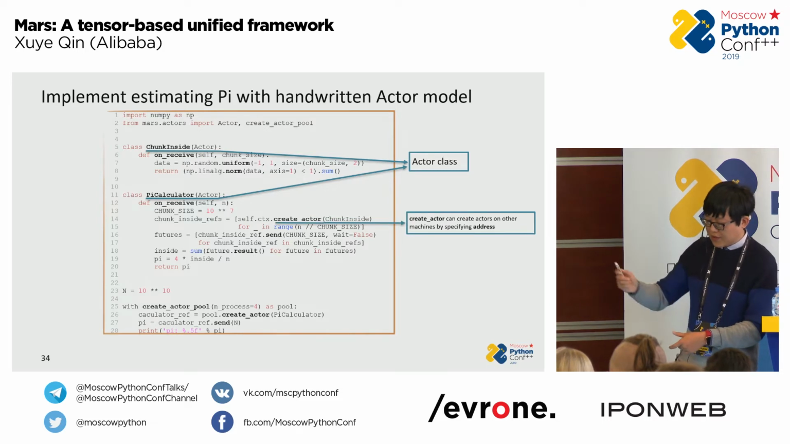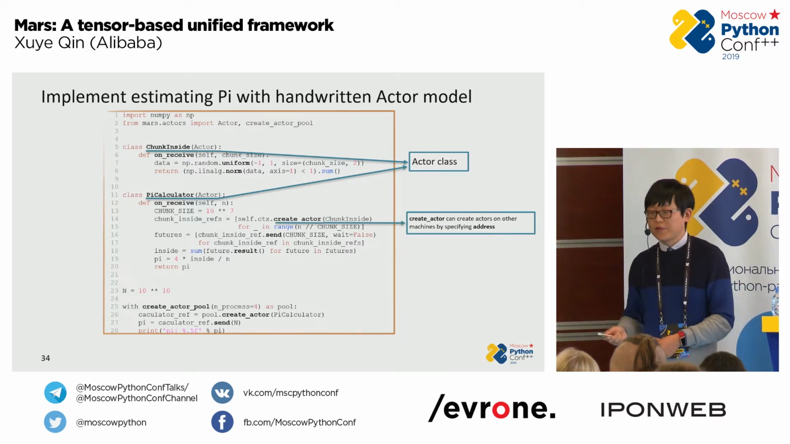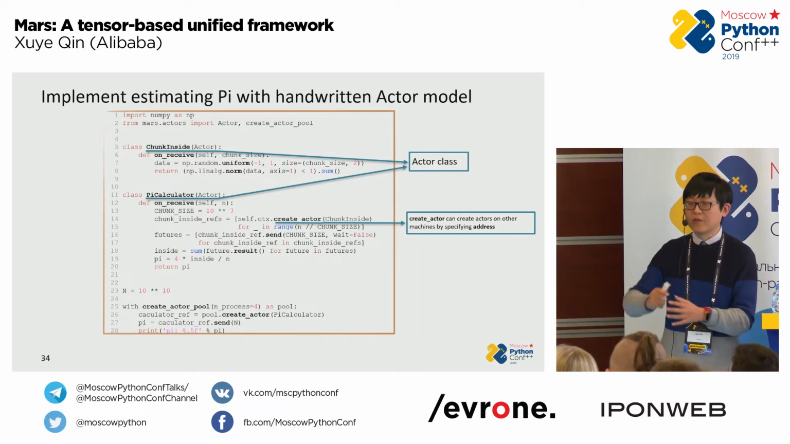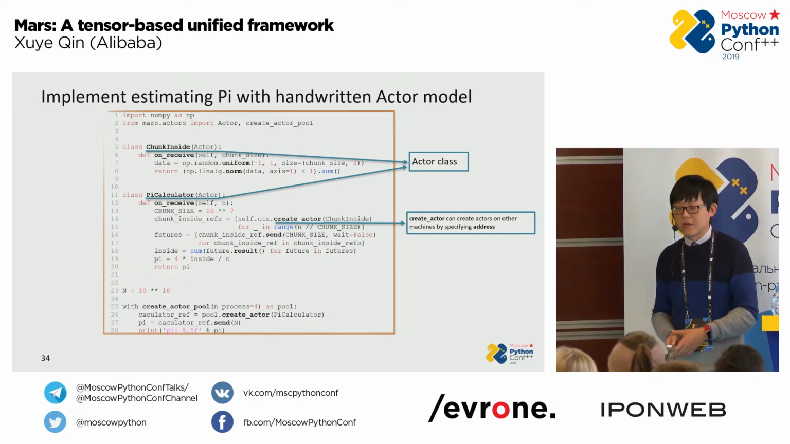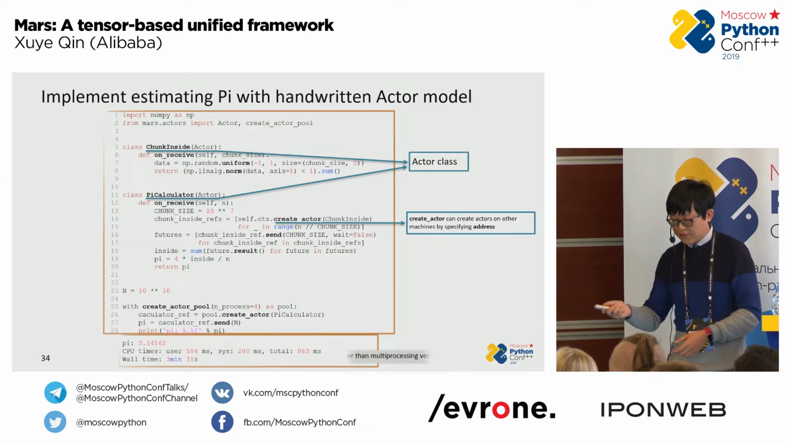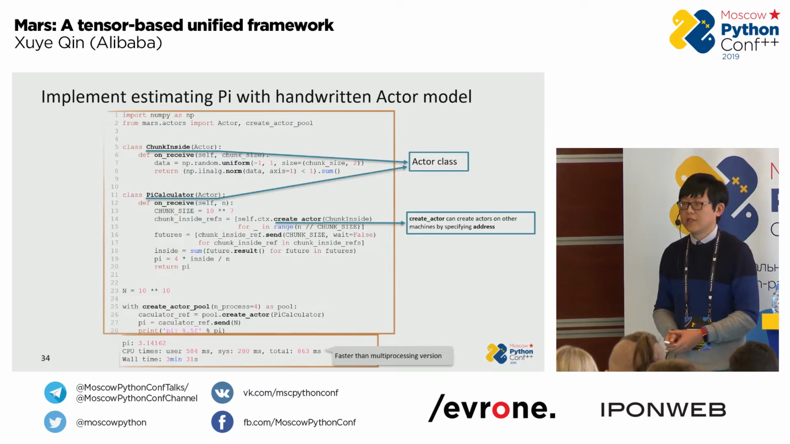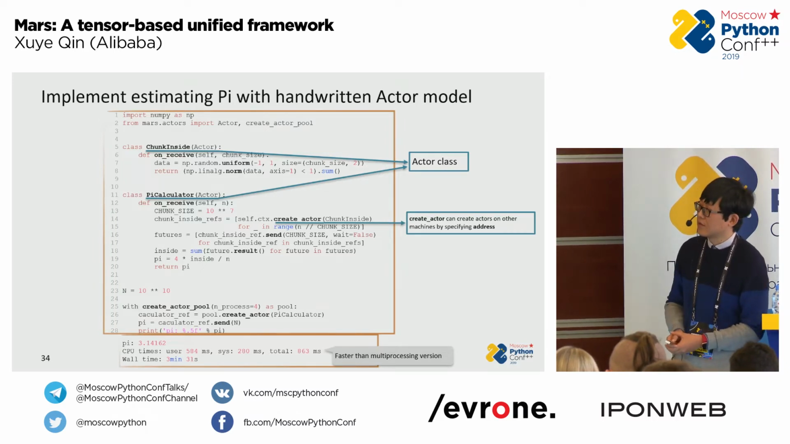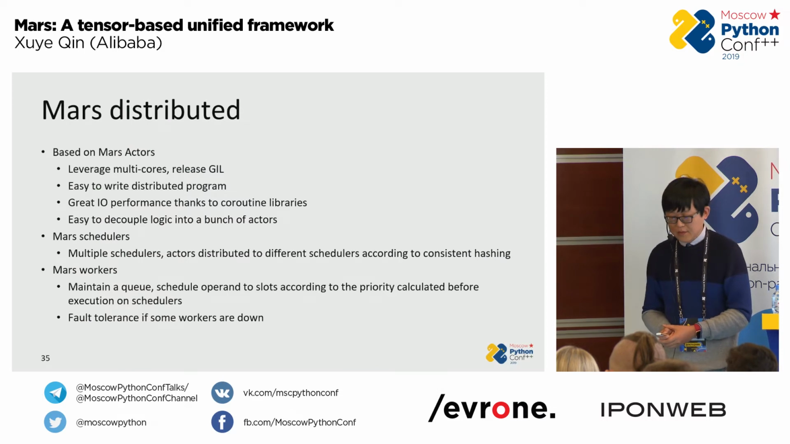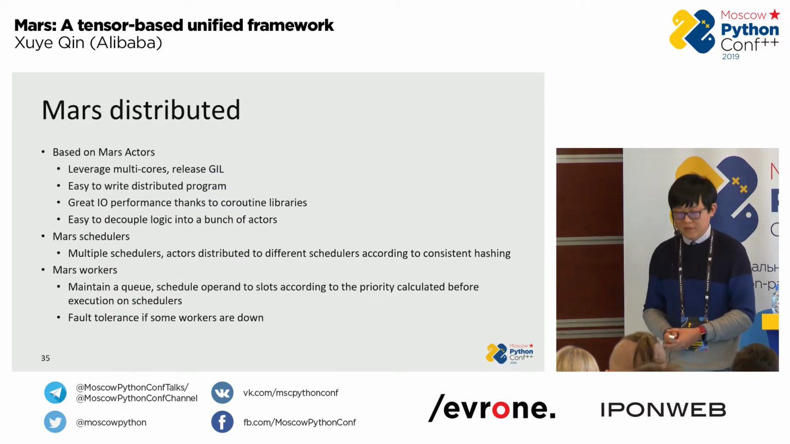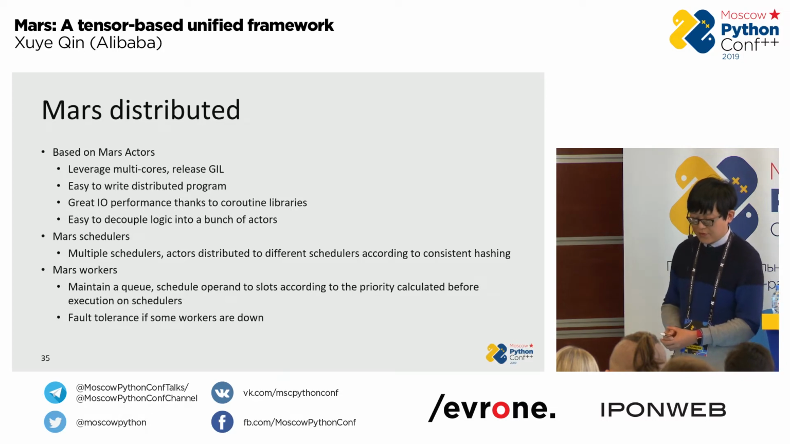Here we create an actor. We can specify the address parameter. That is, you can create an actor on another machine if you specify the address. So we can tell the execution time is even faster than the multiprocessing version. So our Mars actor is quite efficient. All of Mars distributed is built on the Mars actors. So we can leverage multi-cores.